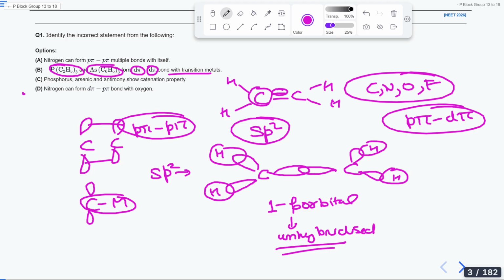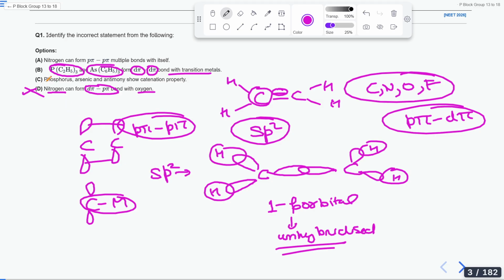Now, according to that, the fourth statement will be incorrect because it is saying that nitrogen and oxygen can form d pi p pi. It's not possible because nitrogen has only p orbital. Similarly, oxygen has also p orbital at most. There is no d orbital, so both of them cannot make this p pi d pi.